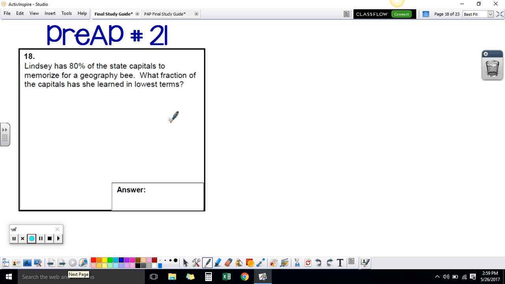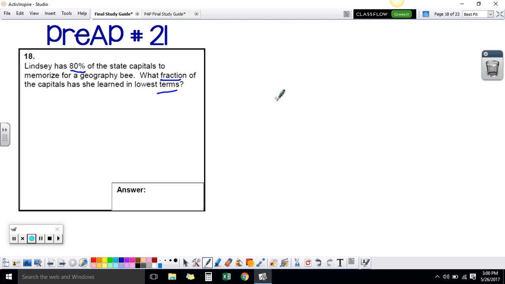Number 18 for my on-level classes, and for pre-AP, this is your number 21. And it says Lindsay has 80% of the state capitals to memorize for a geography B. What fraction of the capitals has she learned in lowest terms?